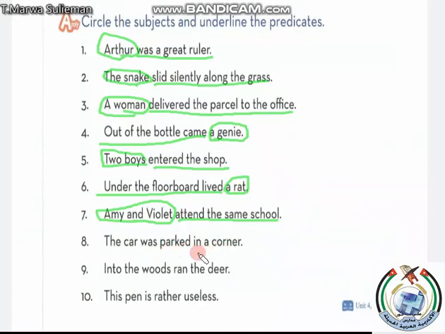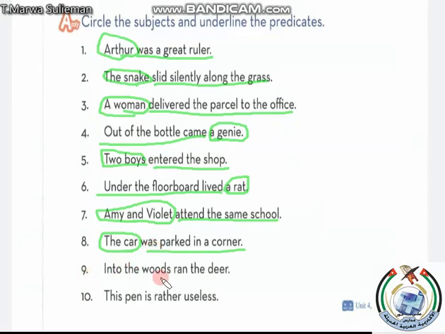Number 8. The car was parked in the corner. Who was parked in the corner? The car. The car is the subject. Was parked in the corner is the predicate. Was is the verb, and the predicate always contains a verb.